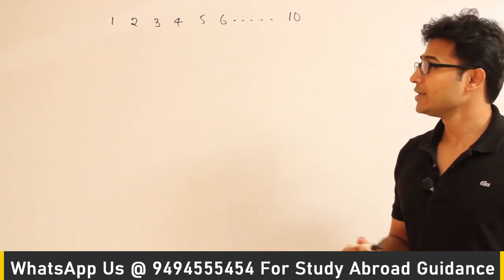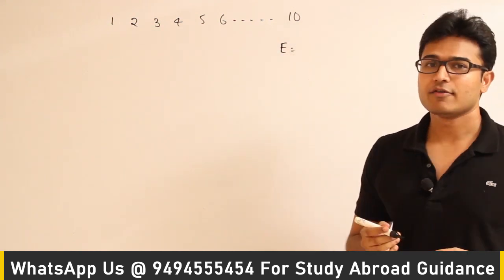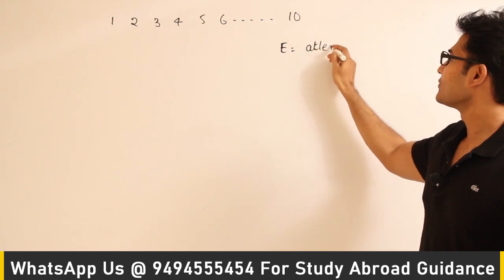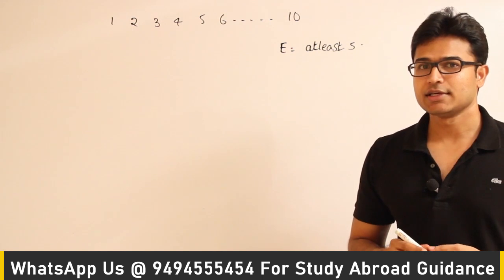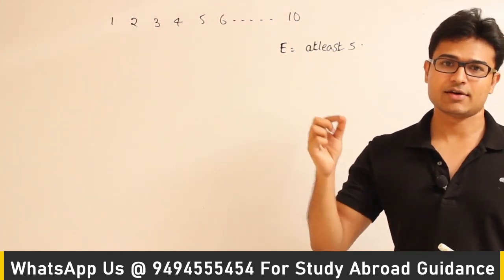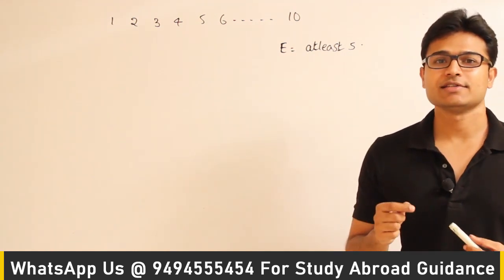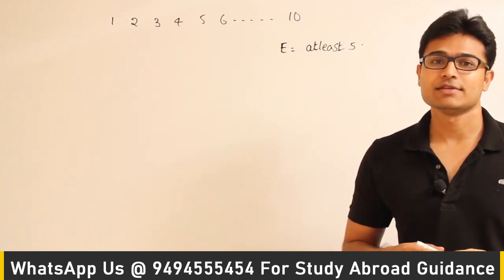Then let us say E is an event saying that we get the number as at least 5, right? Now the question is, given that E has occurred, which means in this experiment of drawing a single card, if it is already known that the number on the card is at least 5, what is the probability that the card we draw is 10?